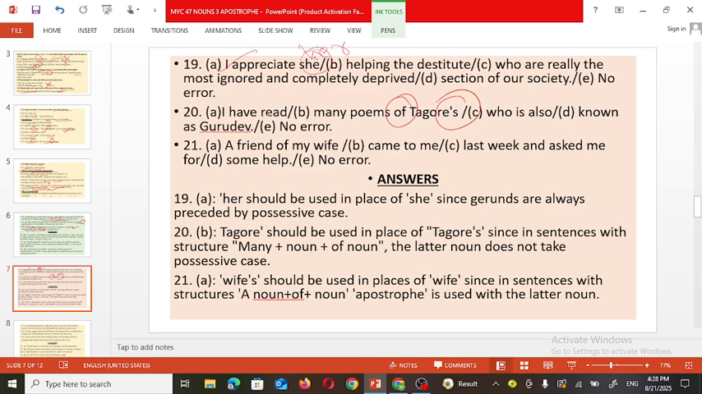I have read many Tagore's poem. So that was correct. Many poems of Tagore's. So that is wrong here in the B part.